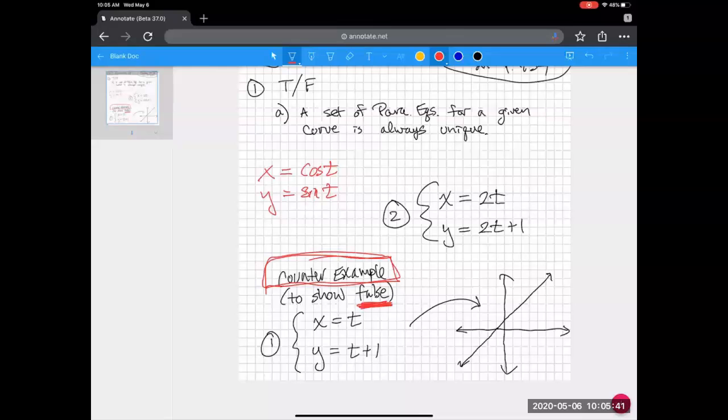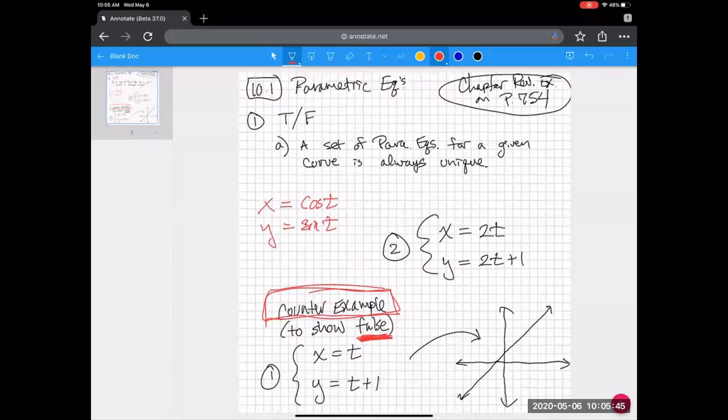Questions, comments, discussions about this first example of a chapter 10 problem from 10.1?